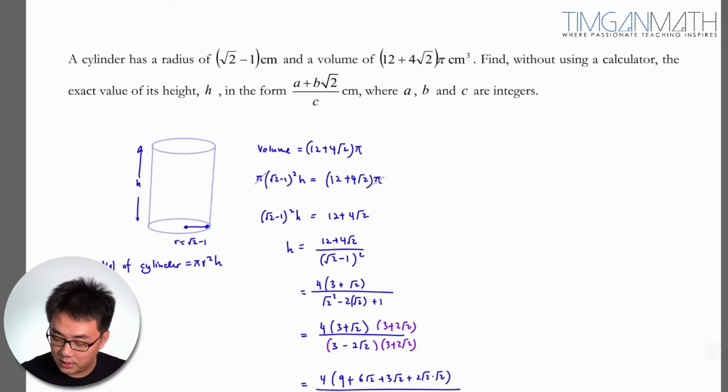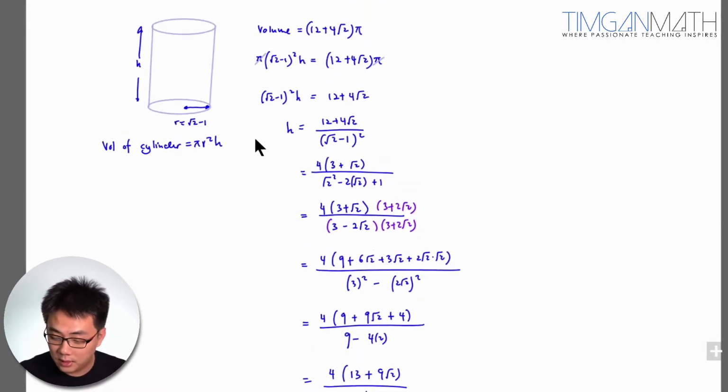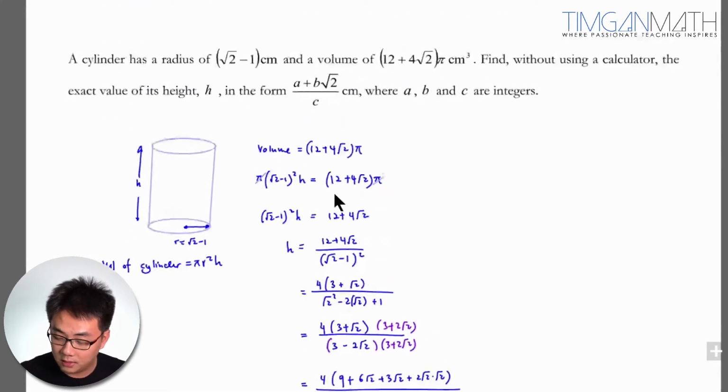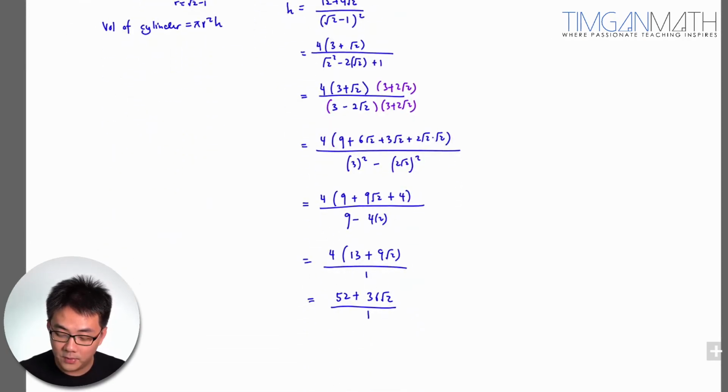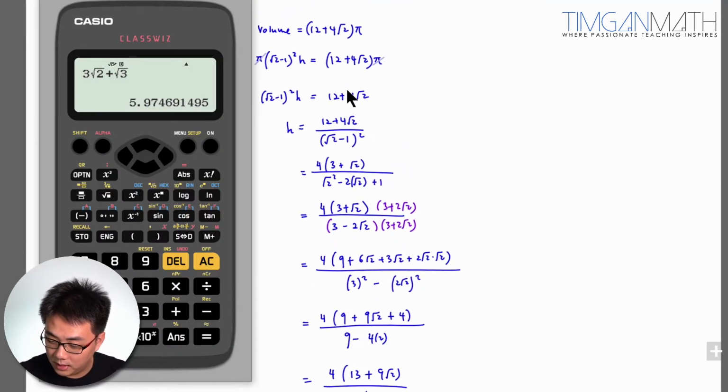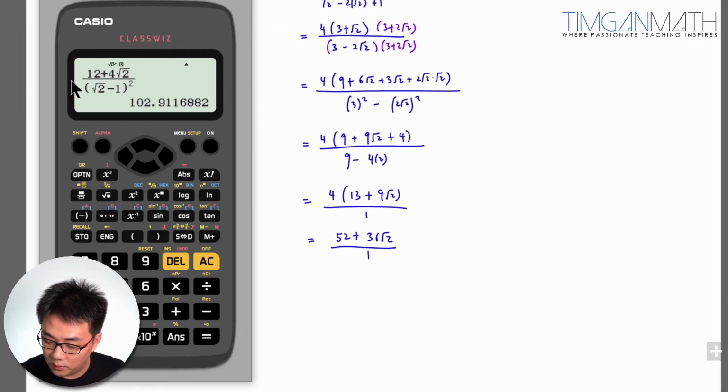What we need to do is always check with your calculator. If you're unsure why there is a 1 there, you could key into the calculator for this value and hopefully this value is the same. So I'm just going to key in this part here, which is 12 plus 4 root 2, and then root 2 minus 1 squared. And you press enter, you'll get 102.911.